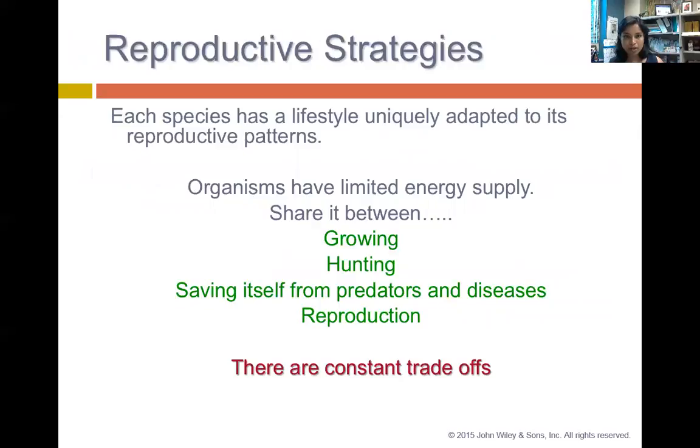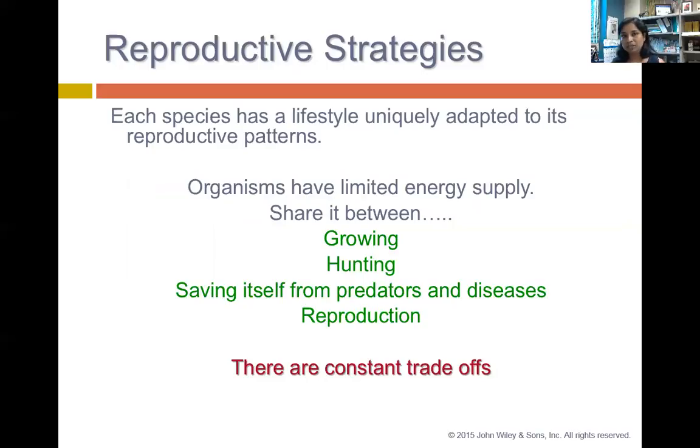too, okay? Alrighty, then moving on to talking about something called reproductive strategies. These are also factors that affect population growth rate. How organisms reproduce is based on a lot of other factors, okay? All organisms have limited resources, and they have to use the resources among a lot of different life activities: growing, hunting, saving oneself from predators and diseases. Your immune system soaks up a lot of energy every single day, okay? And reproduction is another process that takes energy.